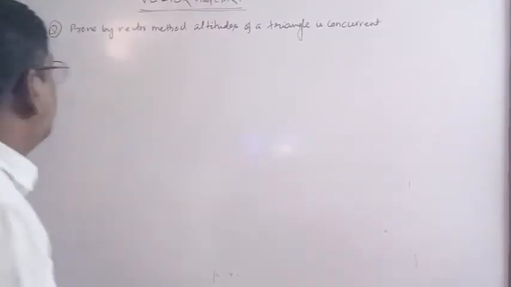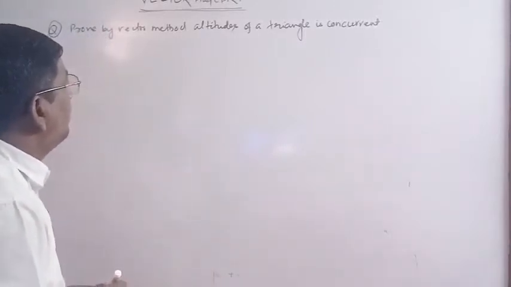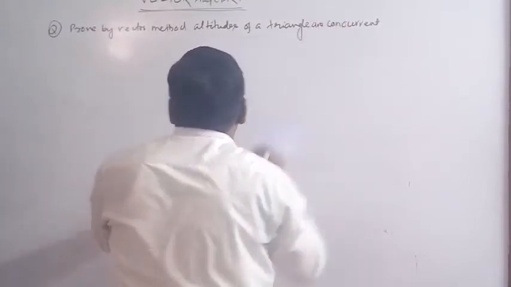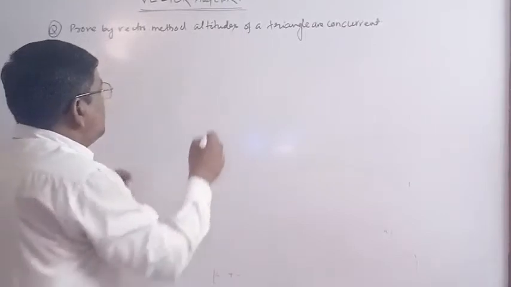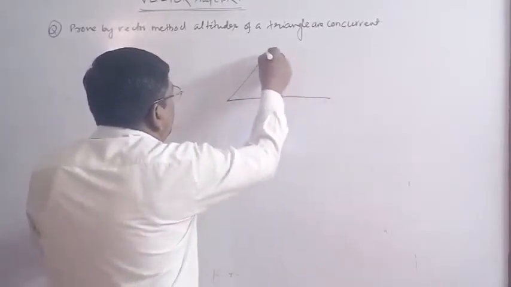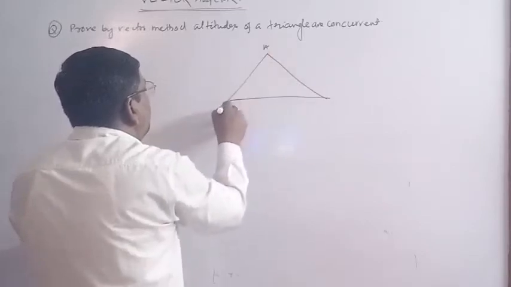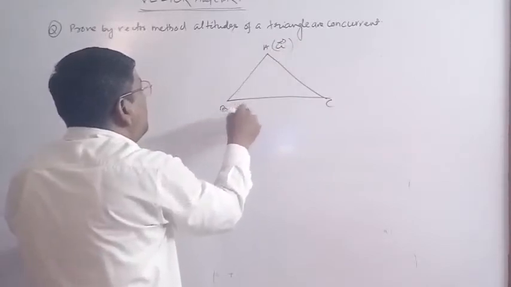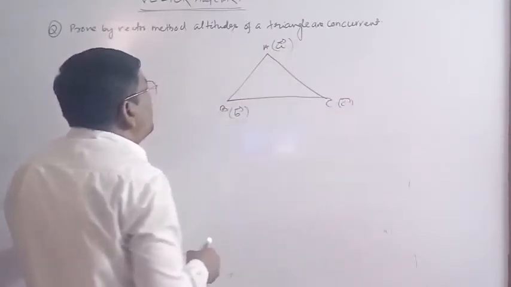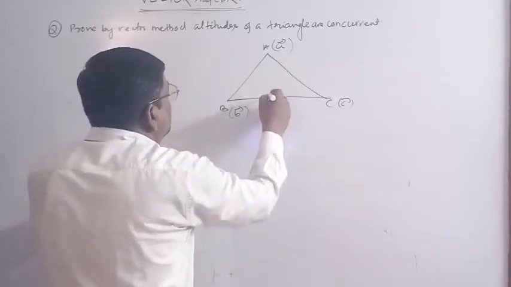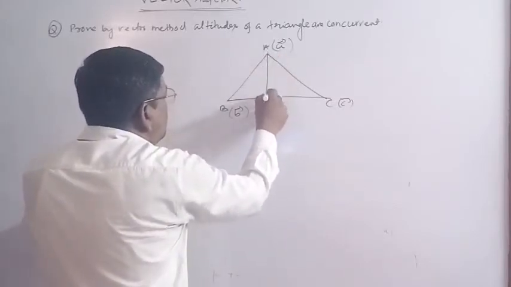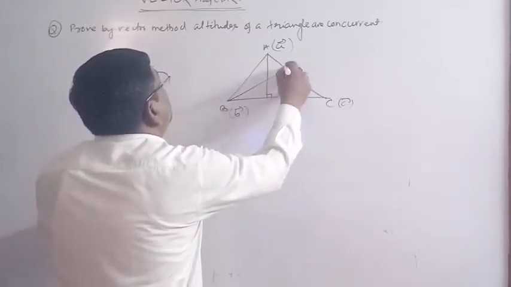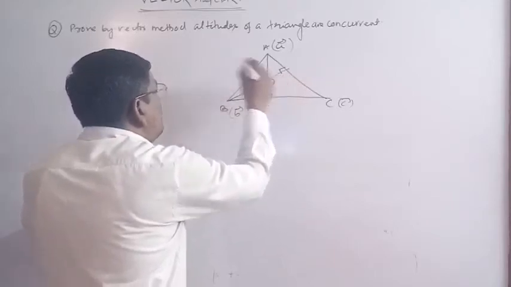Prove by vector method that the altitudes of a triangle are concurrent. Suppose this is triangle ABC, whose position vectors are A, B and C. Altitudes mean this is an altitude, this is perpendicular, and this is another altitude. Suppose the point of intersection is the origin.